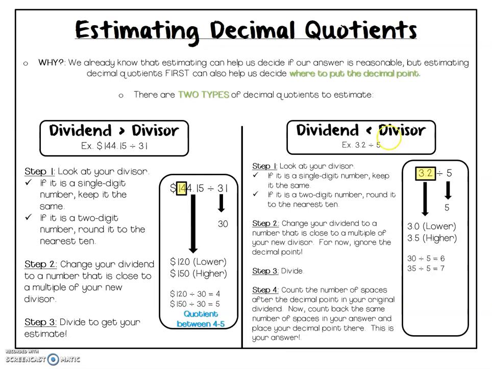I do that by counting the number of digits after the decimal point in my dividend. In 3 and 2/10, I had one digit after the decimal point. That means I want one digit after the decimal point in my quotient. So that means I'd place the decimal point back one space, which means my quotient is going to be between 0 and 6/10 and 0 and 7/10. And that makes sense because when we're dividing by a number that's greater than our dividend, our answer is going to be less than 1.